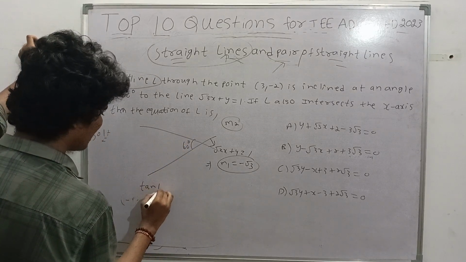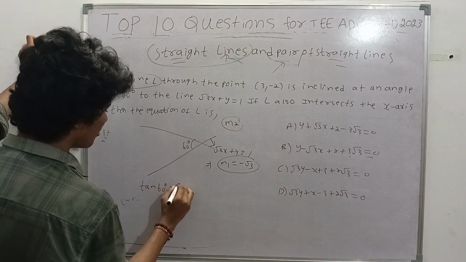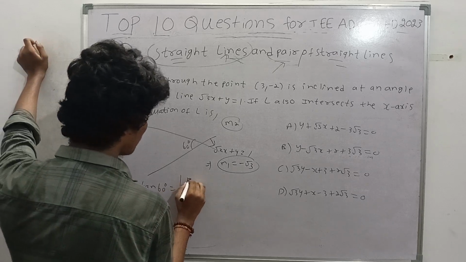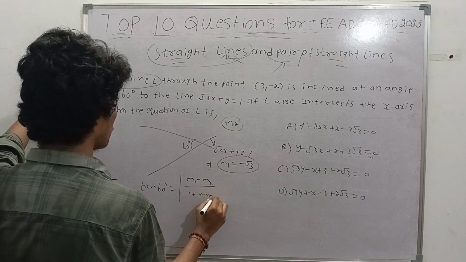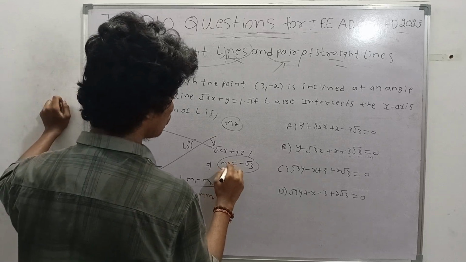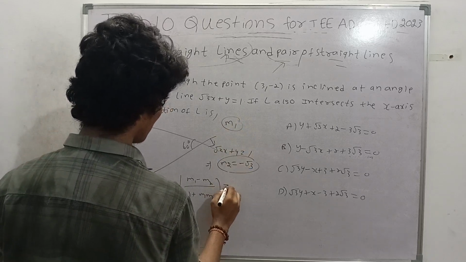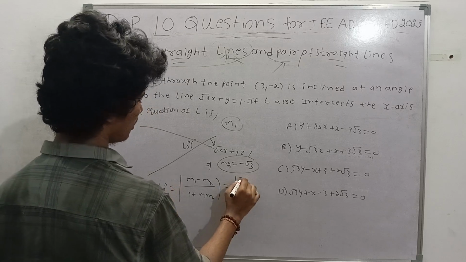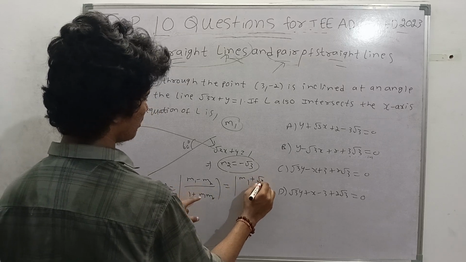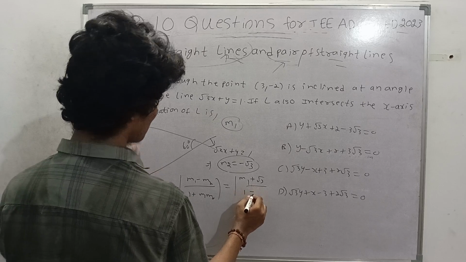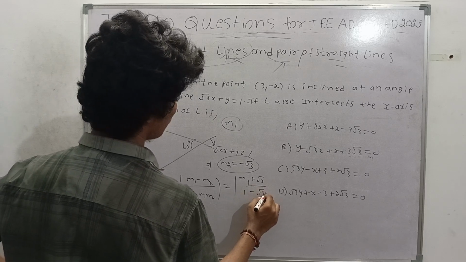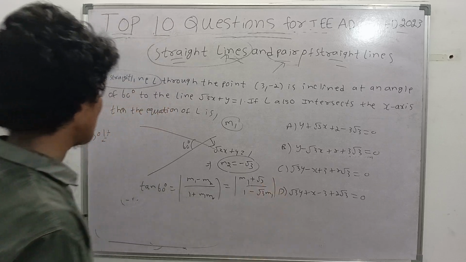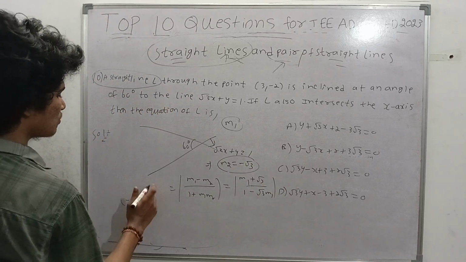So I can do tan 60 in between them. Tan 60 equals the modulus of (m1 minus m2) divided by (1 plus m1 m2). Let me make it m2 and m1 so it will be clear to you. It will be plus or minus root 3 divided by 1 minus root 3 m1. Yes guys, it is correct. What is tan 60? Tan 60 is root 3.